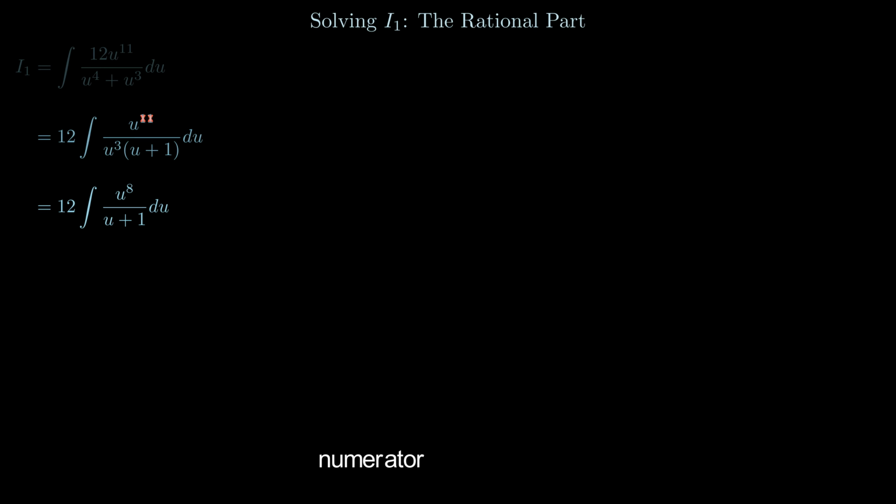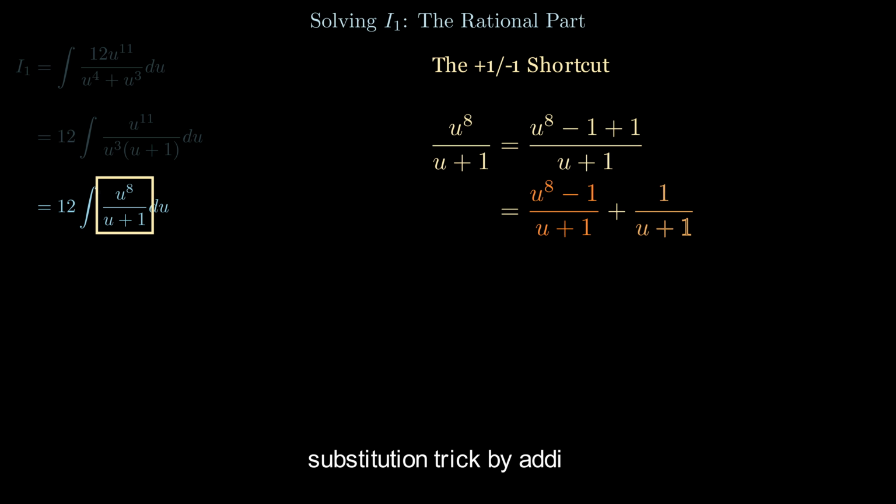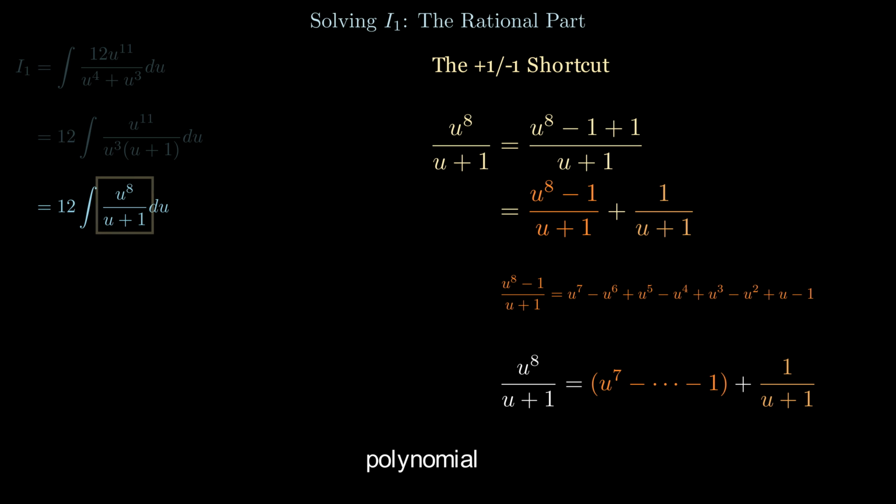The degree of the numerator is 8, while the denominator is 1. Since the numerator degree is higher, we apply polynomial division. Instead of standard long division, we can use a substitution trick by adding and subtracting 1 in the numerator. This method is often more efficient for these types of expressions. This technique separates the fraction into a polynomial with alternating signs and a remaining term that is easily integrable.